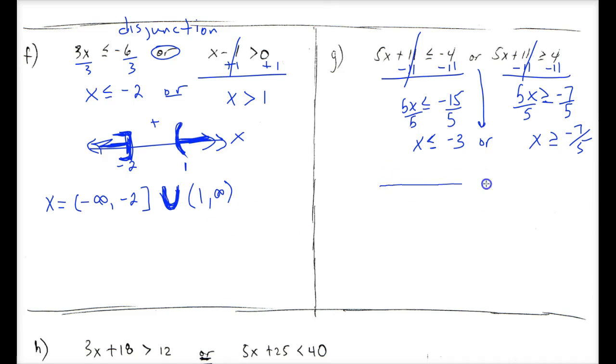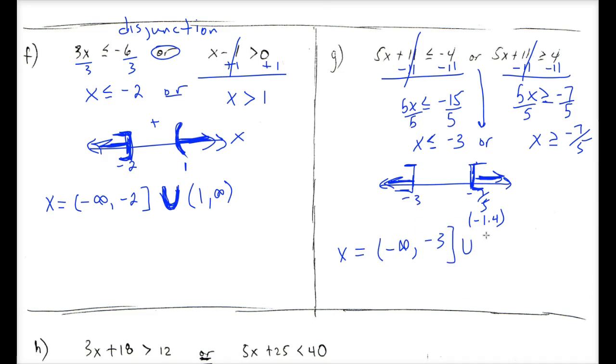So again, if we were drawing this on the number line, this would look something like this. And in this case, we would have brackets going this way, moving forward, and we would have brackets going this way there. So this takes care of the x is less than or equal to negative 3. This takes care of the x is greater than or equal to negative 7/5. And remember, this is like 1.4. And so now, if we want to write that in interval notation, it just looks as follows.